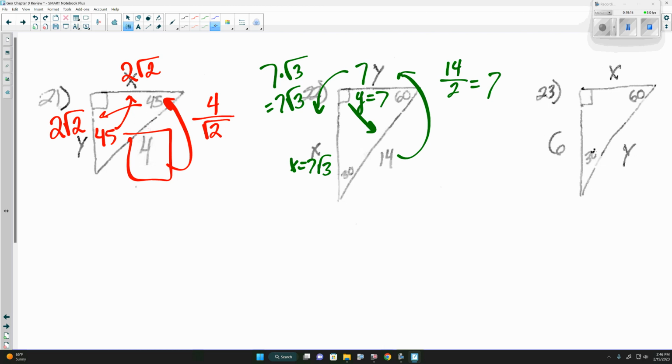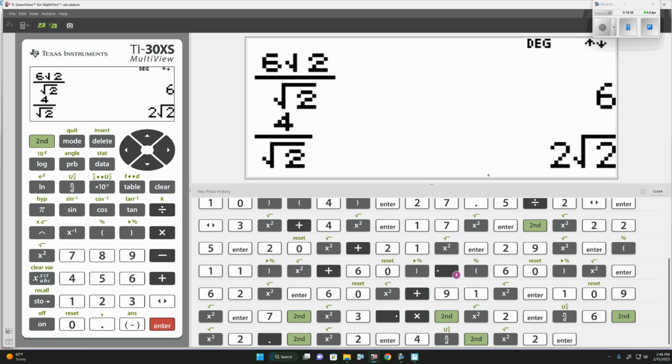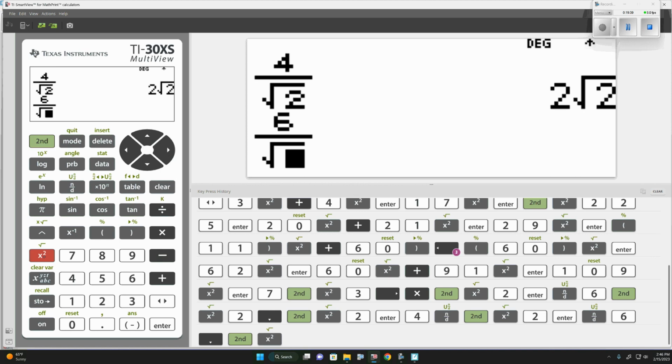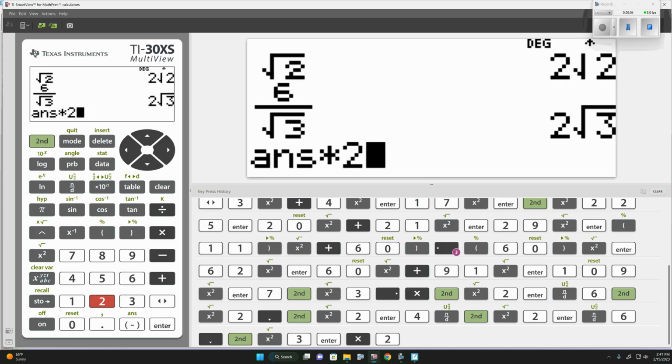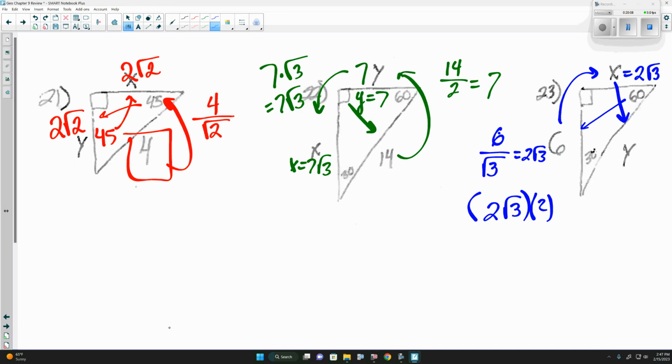Now the last one of these special rights that we have on the review, we're given 6, which is opposite the 60. To get x, we're taking 6 and dividing it by the square root of 3. We can do this in a calculator. We can say 6 over the square root of 3, which is 2 square root of 3. So the value of x is 2 square root of 3. So 2 square root of 3 times 2, in the calculator, we can say times 2, which is 4. So y is 4 square root of 3.